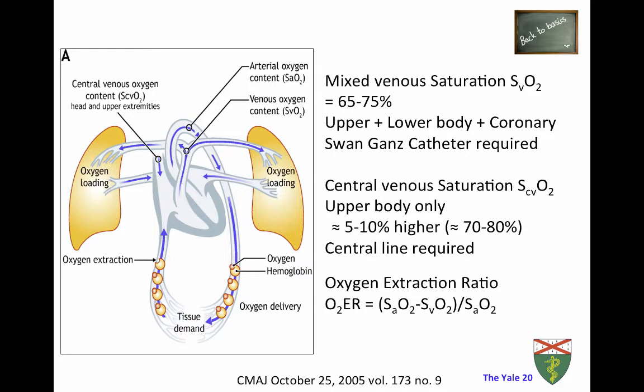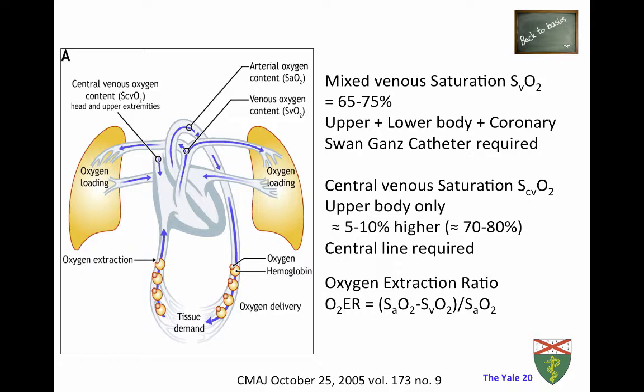To get into a little more detail, I'll first define a few terms. So the central venous oxygen saturation, the SCVO2, which can be measured through a central line, shows us how much oxygen is being extracted from the blood, but it puts a little more weight on what's being extracted from the head and the upper extremities and somewhat misses what's being extracted from the lower extremities. So it's not an exact measure.